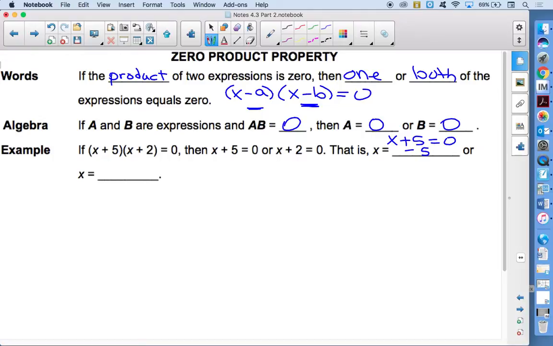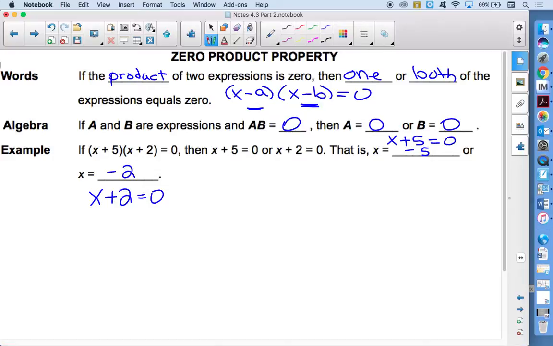Or if I solve for x plus 2 and put it equal to 0, Sarah, x would be equal to negative 2. So the zero product property allows us to pull the parentheses apart from each other and solve for each individual x. You're going to have two solutions because there's two parentheses, there's two factors, two numbers that multiply together to give our solution.